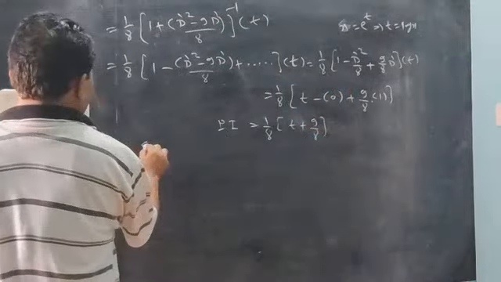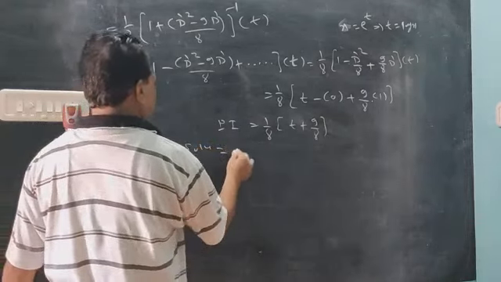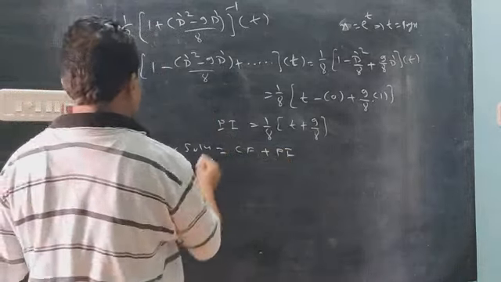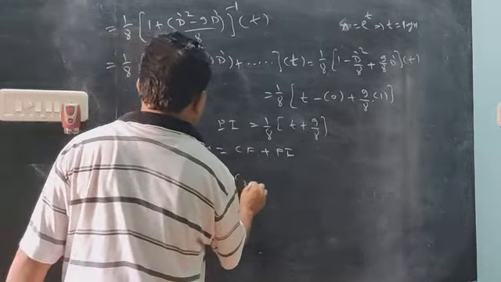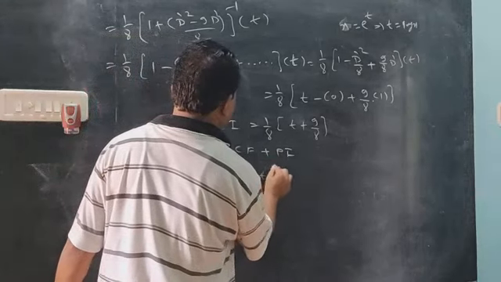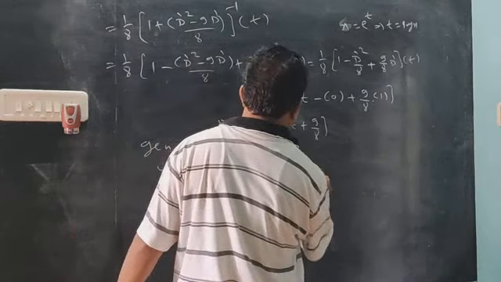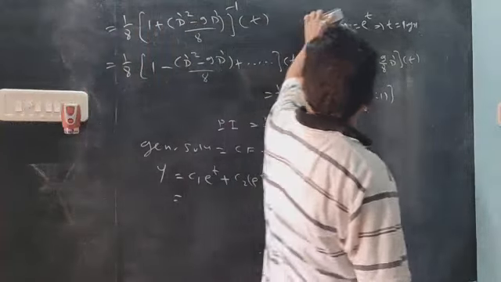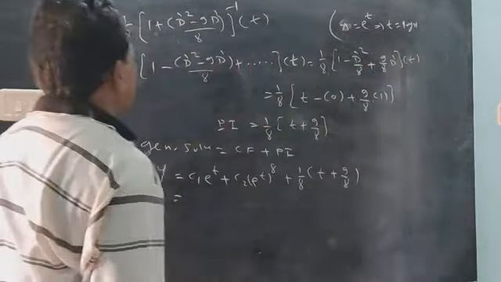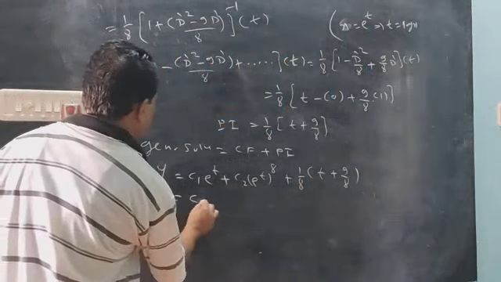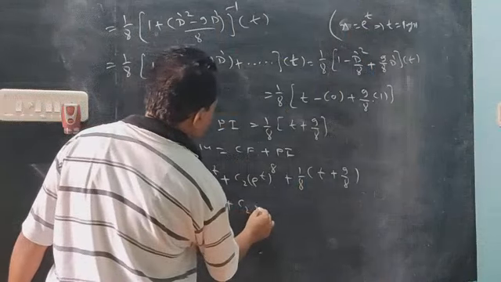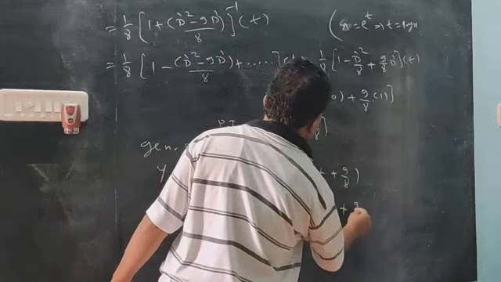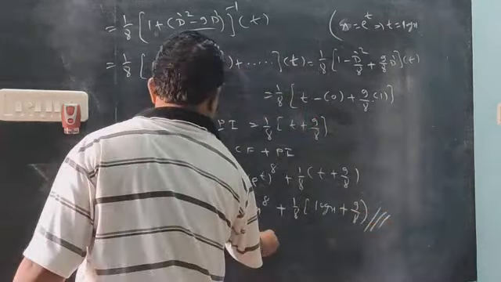So the general solution for y will be the complementary function plus the particular integral: y equals c1 e raised to power t plus c2 e raised to power 8t plus 1 by 8 t plus 9 by 8. Now put back: x equals e raised to power t, then t will be log of x. So y equals c1 x plus c2 x to the power 8 plus 1 upon 8 log of x plus 9 by 8. This is the general solution, so the problem is solved.